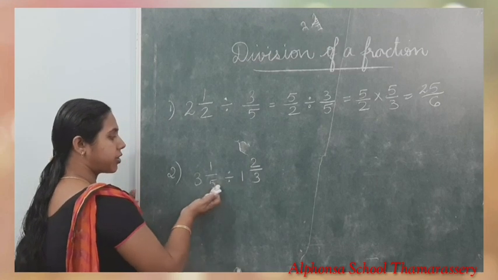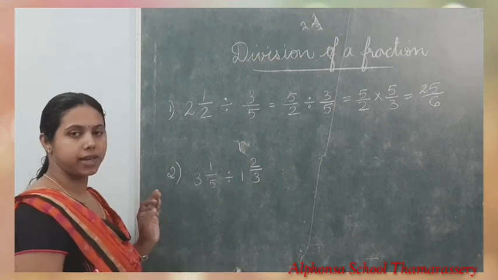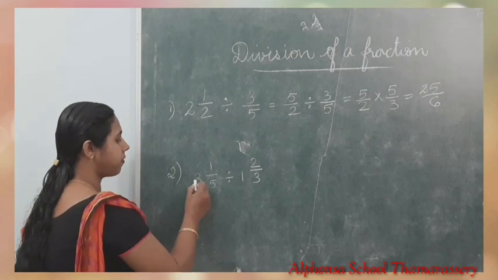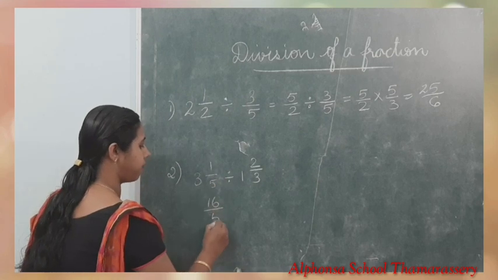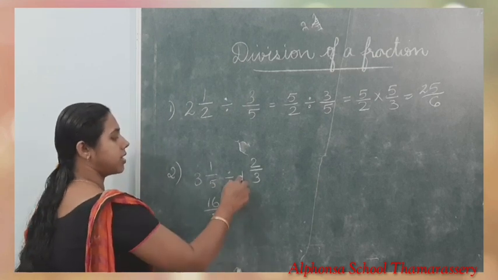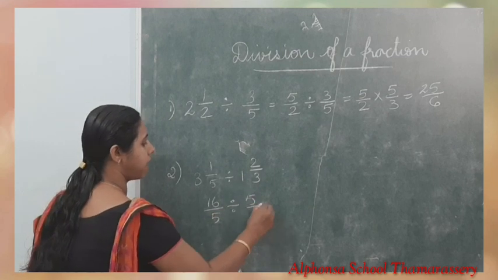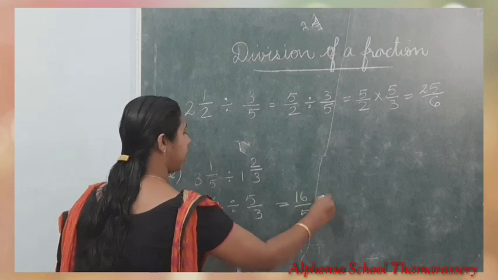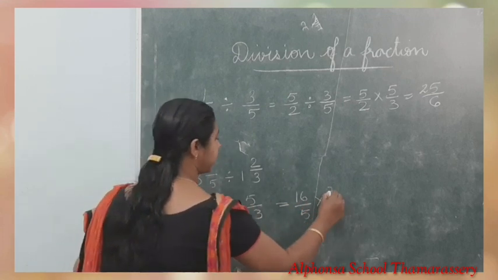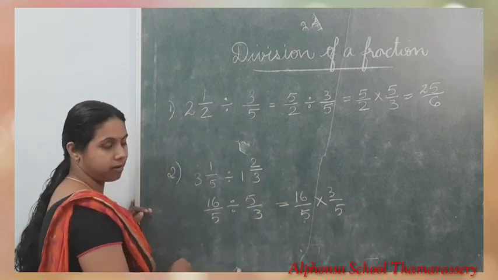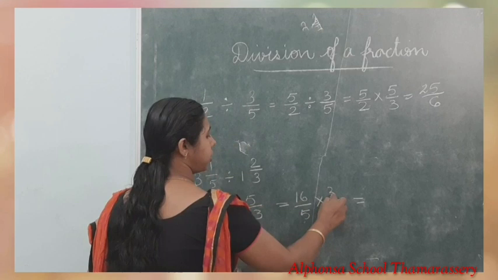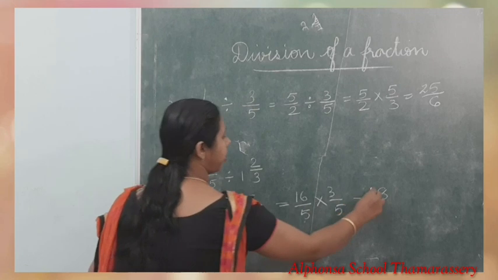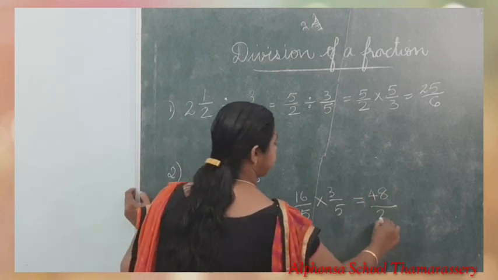And here a mixed fraction is divided by another mixed fraction. So both you have to change to improper. So the 3 5s are 15 plus 1, 16 by 5 divided by 3 1s are 3, 3 plus 2, 5, 5 by 3, which is equal to 16 by 5 into the reciprocal of 5 by 3, which is 3 by 5. There is no common factor, so multiply and write 16 into 3. 3 6s are 18. 1 is carry over. 1 3 is 3 plus 1, 4. 48 divided by 25.